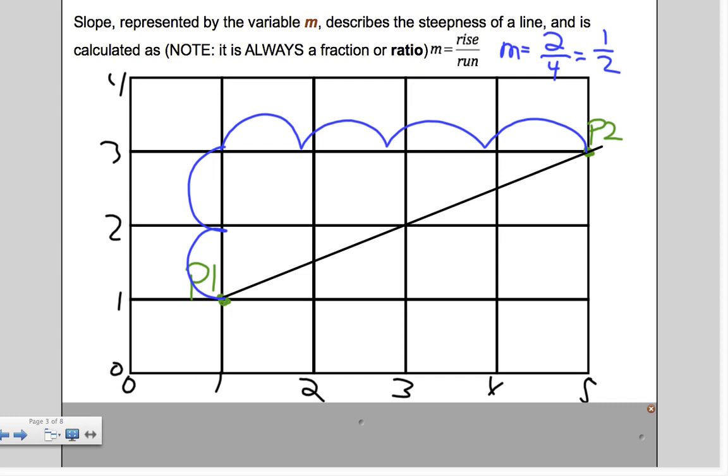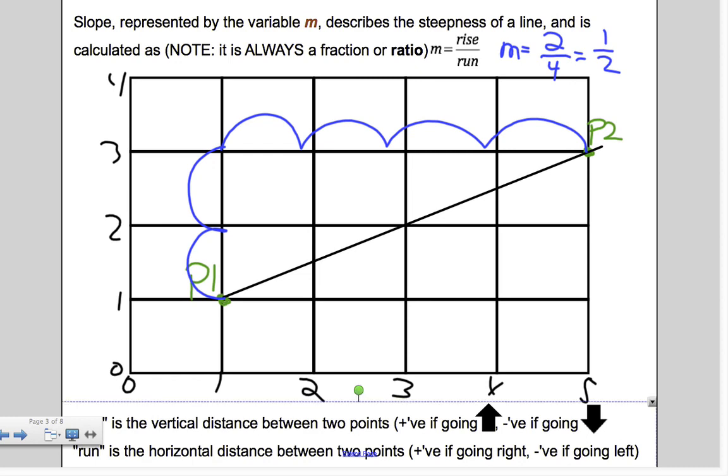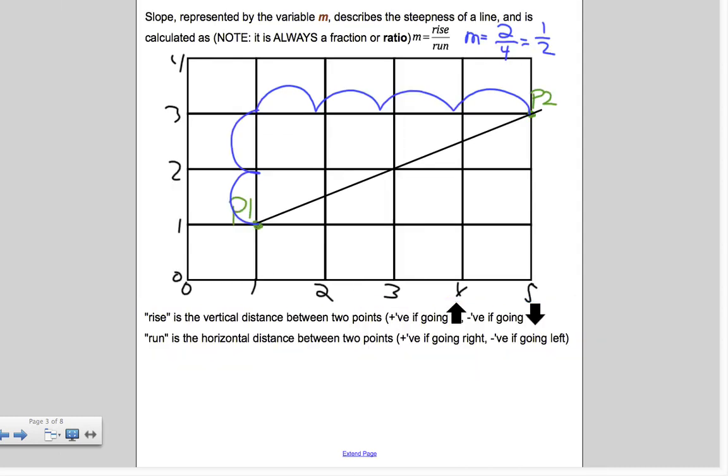Before I get there, I want to define rise and run. Rise is the vertical distance between 2 points. It's positive if you're going up. It's negative if you're going down. Similar to when we talked about positive and negative correlations in the last unit. Run is the horizontal distance between 2 points.